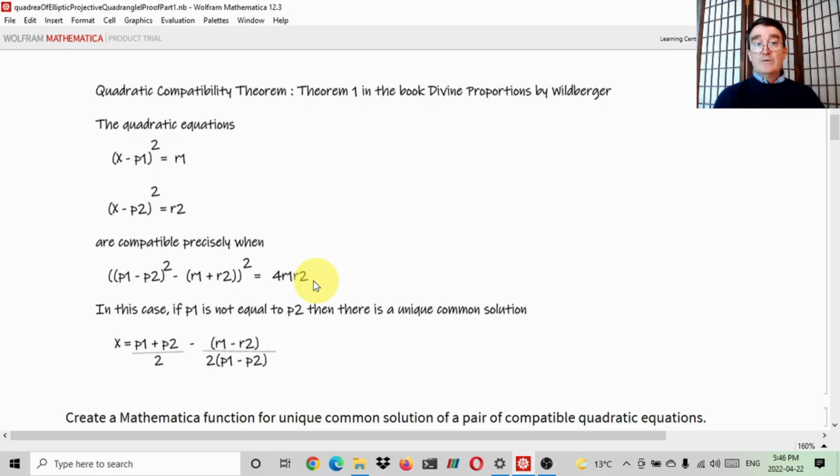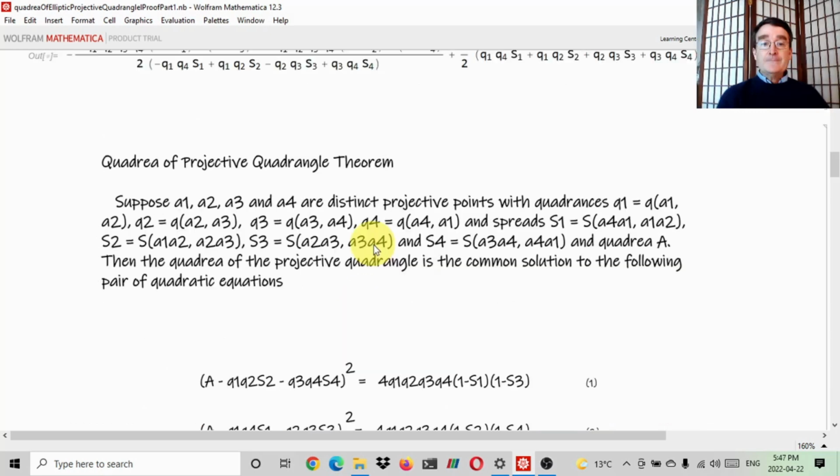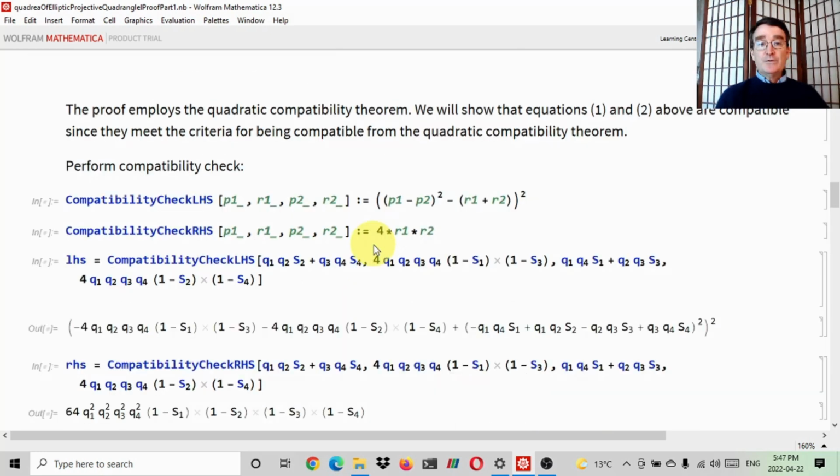So here we have P1 minus P2 from the compatibility criteria check. On the left-hand side, we pass in P1, R1, P2, R2. This is a function we're creating, given by P1 minus P2 squared minus R1 plus R2, all of that squared. And on the right-hand side of the compatibility check, we pass in the same four parameters, giving 4 times R1 times R2.